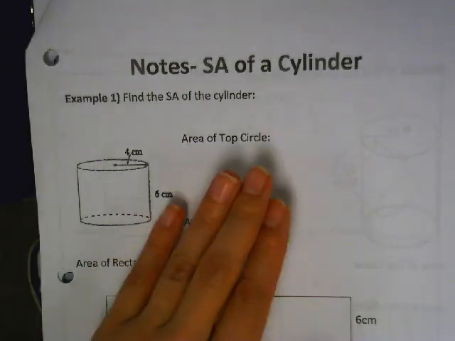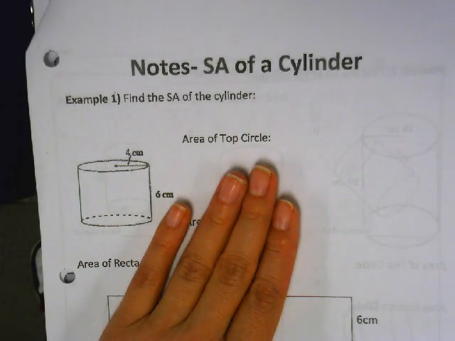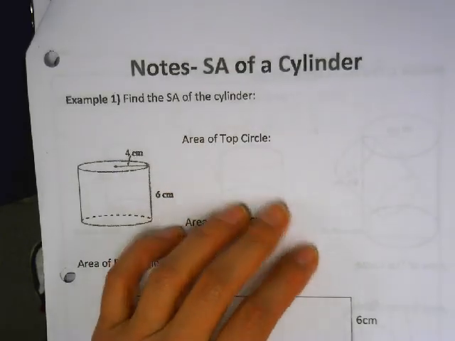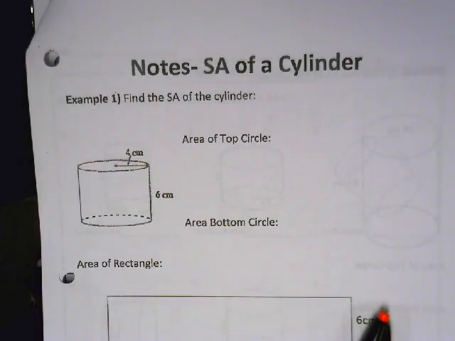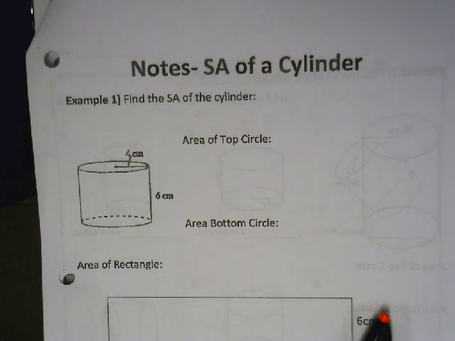Okay, we're on this page. We are going to be finding the area of a cylinder. This water bottle is an example of a cylinder. This mug is an example of a cylinder. This glue stick is an example of a cylinder. There's so many cylinders in our world that we don't even realize it. All right. So here's my cylinder.